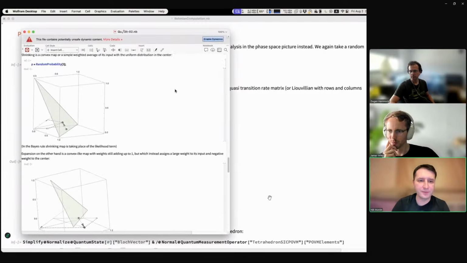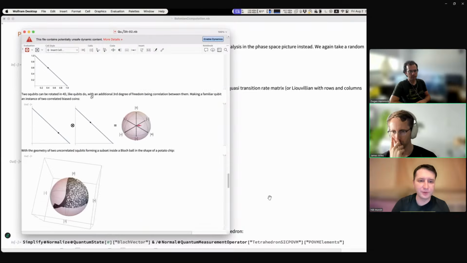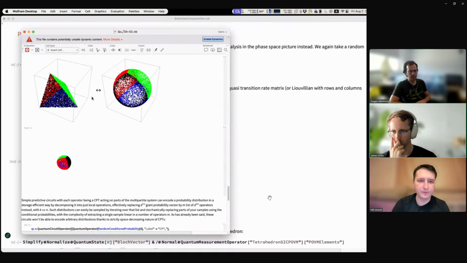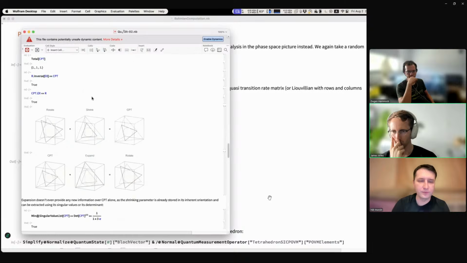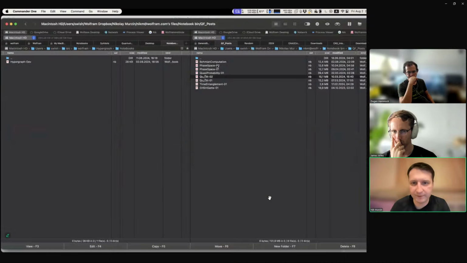Do I have some nice one? In 2D it looks like this, I think. They also had them. This is like a 3D version. I should have some.